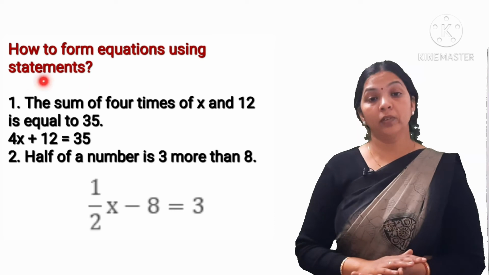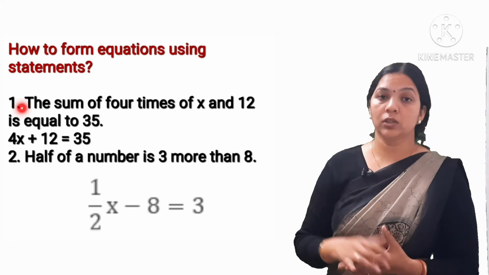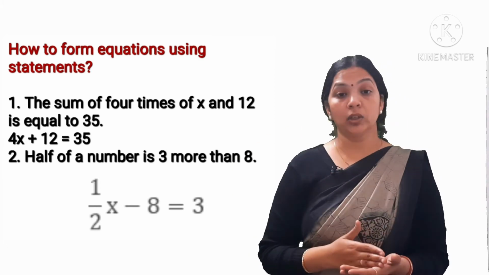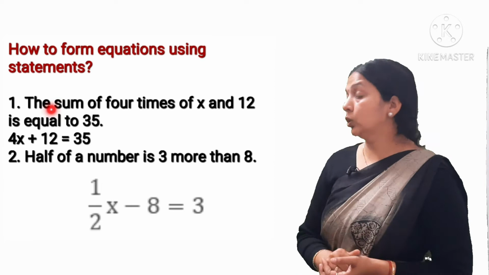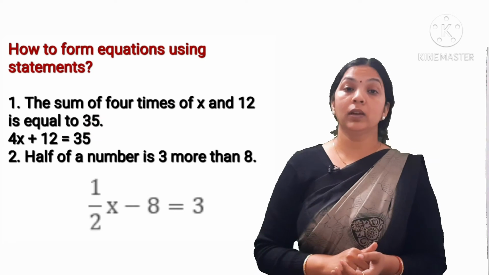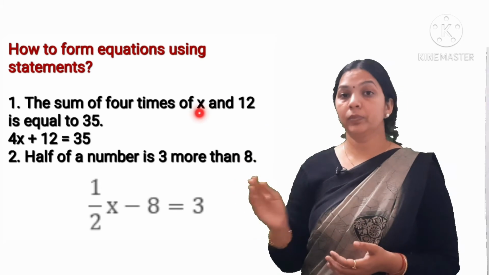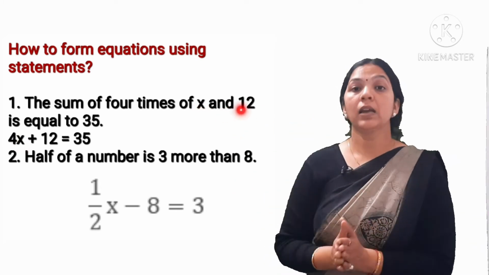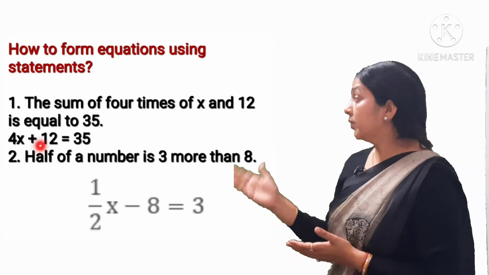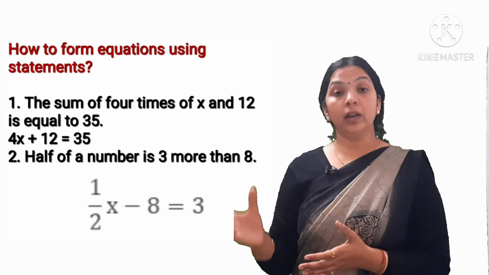Now, how to form an equation using a statement? This is an important part of your syllabus. When any statement is given to you, you have to convert that statement into an equation. Here one statement is given: the sum of 4 times of x and 12 is 35. 4 times of x means 4x, and 12 means plus 12, is equal to 35. So the equation becomes 4x plus 12 is equal to 35. This is how we make an equation using a statement.